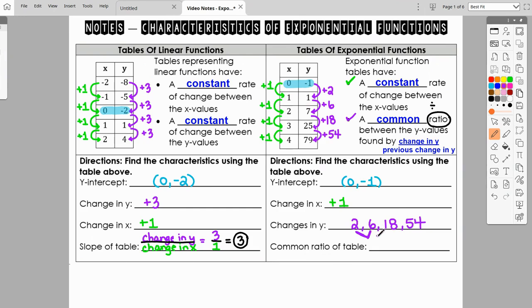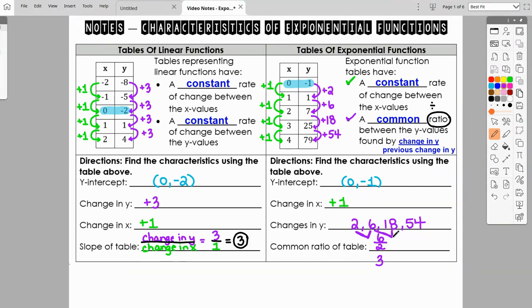I take the change in y and divide it by the 1 prior. That's why I'm doing 6 divided by 2 instead of the other way around. That comes out to be a 3 when we actually do that division. Let's go ahead and check the next one.